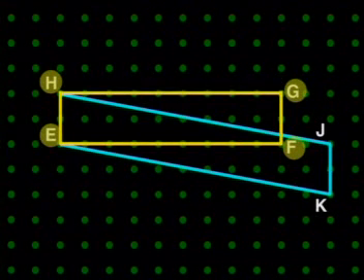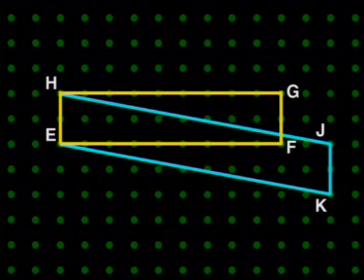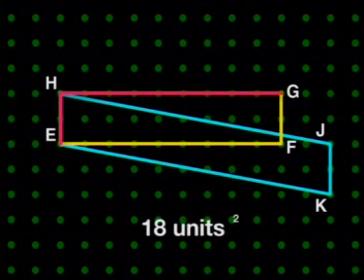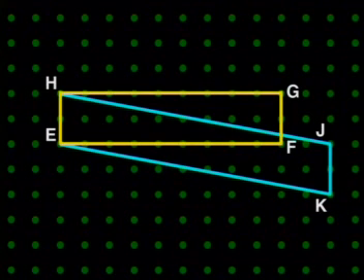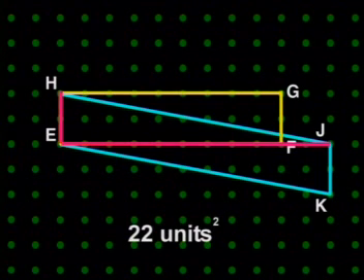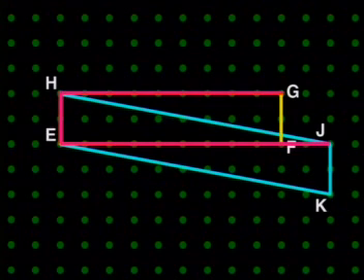Here is a rectangle EFGH and a parallelogram EHJK. They both share the same base EH. The area of rectangle EFGH will be 2 units times 9 units. That gives us 18 square units. And the area of parallelogram EHJK is 2 units times 11 units, which gives us 22 square units. Obviously, these two areas are not equal. The shapes share a common base EH, but their heights are different.